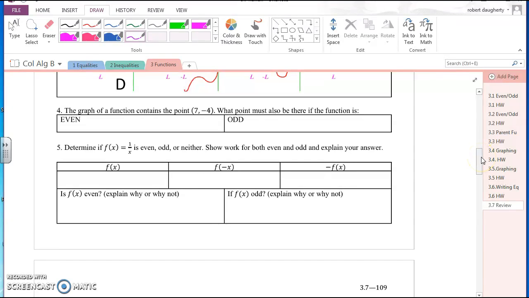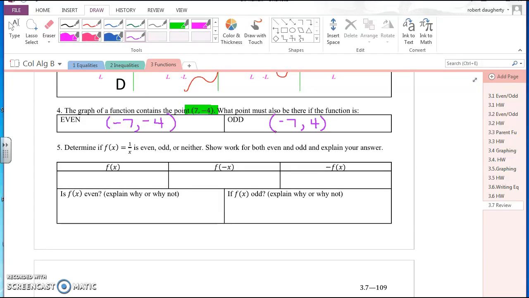Now, if I move into algebraically determining even and odd functions, look at number 4. If a function contains the point (7, -4), what point must also be on the function if the graph is even? Even means the same, so if I look at -7, I'm going to have to get the same value. So (-7, -4) needs to be on that graph if it's even. If it's odd, then I'm going to look at -7, and instead of getting the same value, I look to get the opposite value. So (-7, +4) would be on the graph if it were odd.